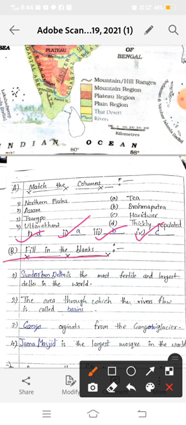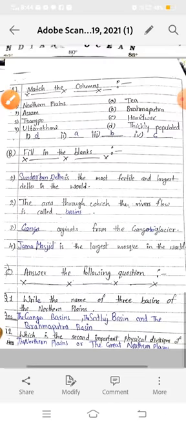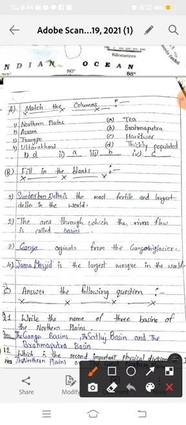Now here is fill in the blanks. Dash is the most fertile and largest delta in the world. I told you many times, the Sundarban Delta. Now the second: the area through which the rivers flow is called basins. Now see here, dash originates from the Gangotri glacier. This is the Ganga. The Ganga originates from the Gangotri glacier. Now, Jama Masjid is the largest mosque in the world.